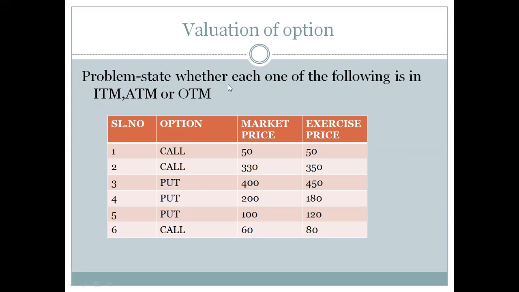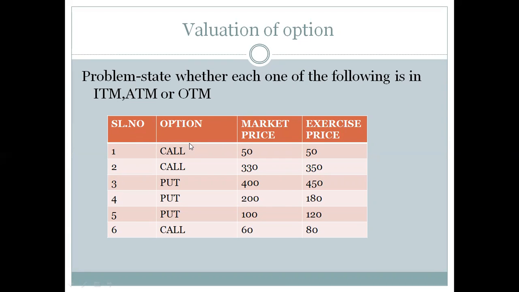So this is the problem. State whether each one of the following is ITM, ATM or OTM. ITM refers to in the money, which means the contract is advantageous to exercise. ATM refers to at the money, when the market price is equal to the exercise price. It is useless to exercise the contract. OTM is nothing but out of the money, when the contract is not advantageous to exercise.